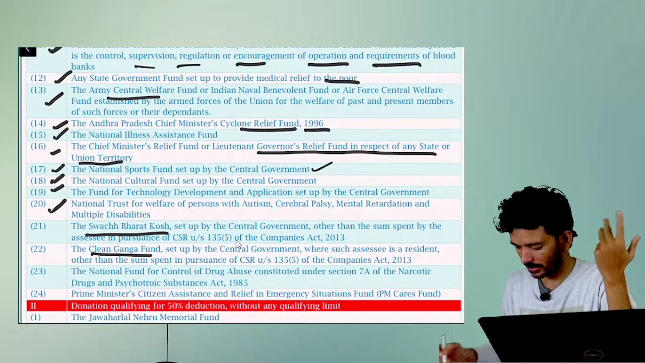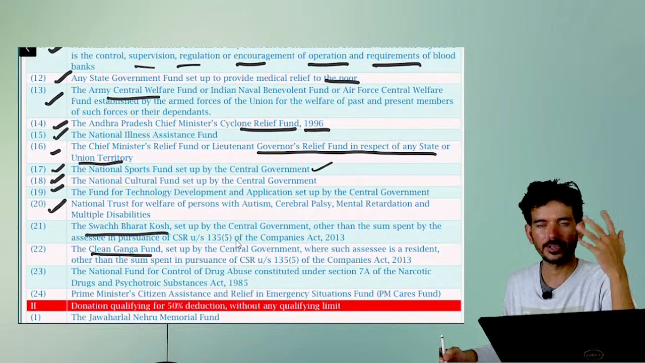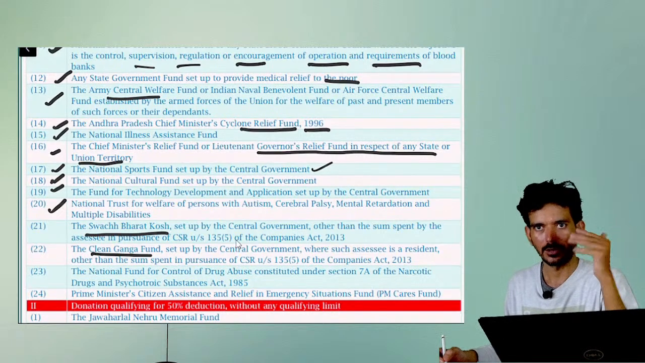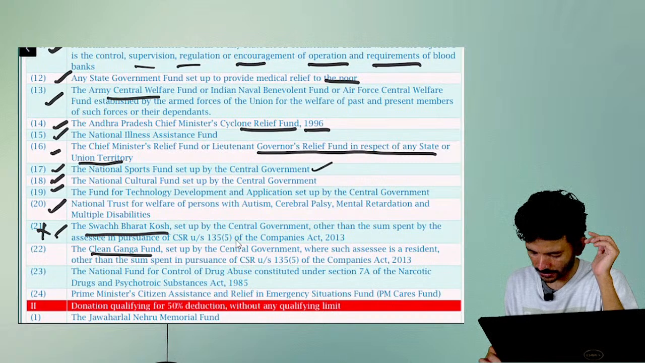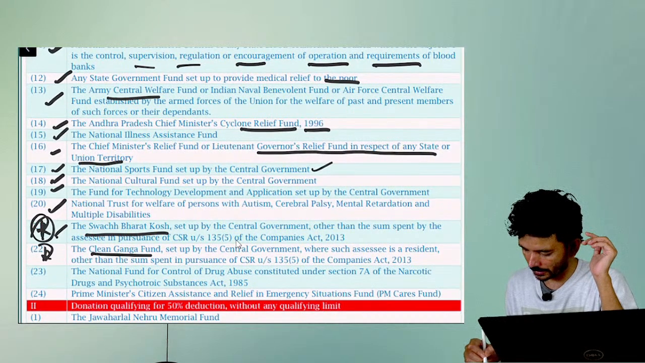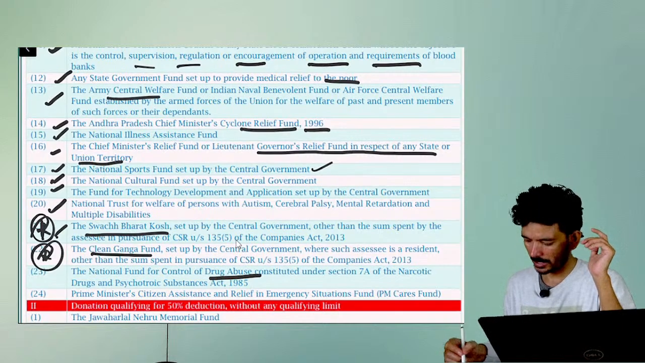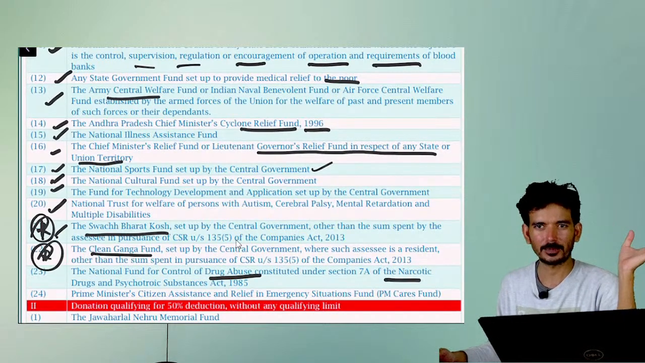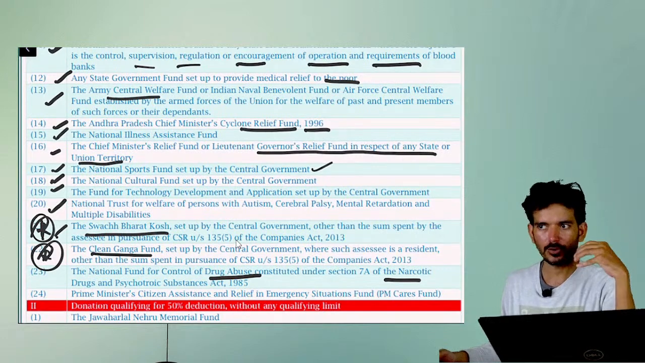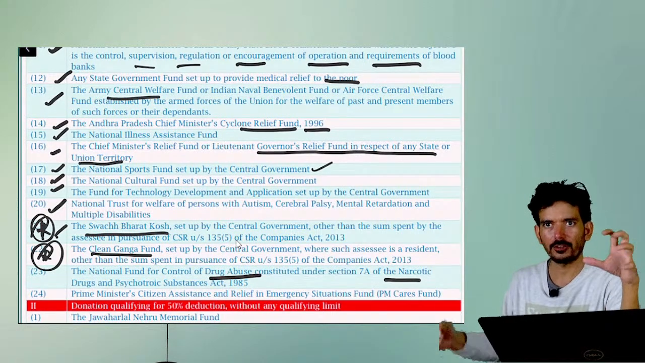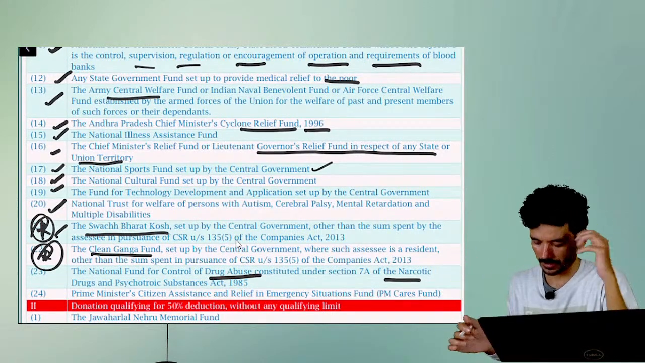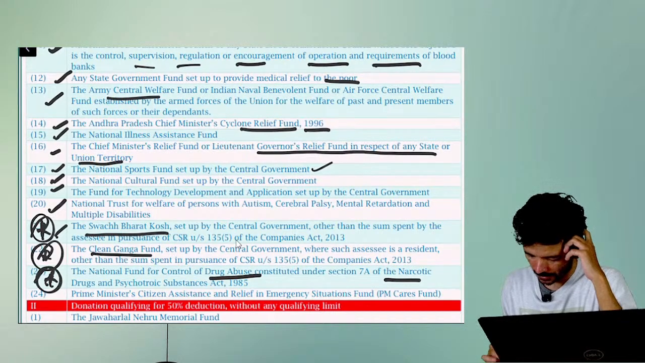And Clean Ganga, they have taken very important initiative, as we want to clean our rivers. So this is also important. Swachh Bharat, Clean Ganga, National Fund for Control of Drug Abuse. Drug abuse and narcotics are becoming more prominent in some parts of the country. So if you are contributing anything to the fund that handles drug related situations, this is also 100% without limit.